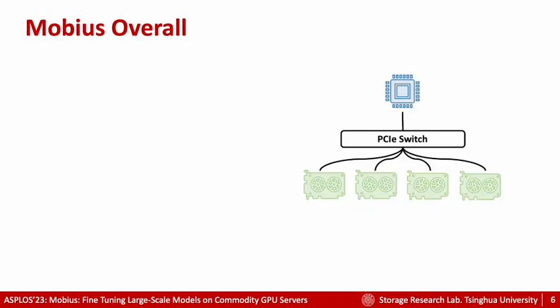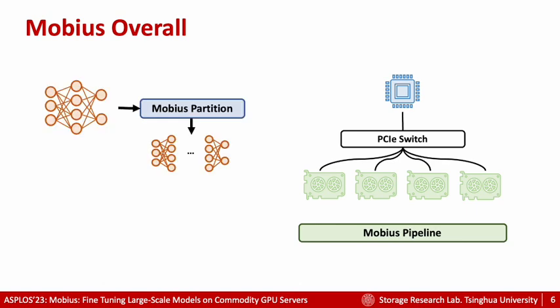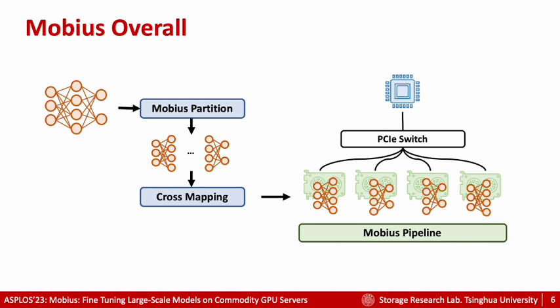In this paper, we propose Mobius, a communication-friendly training framework. Mobius uses heterogeneous memory-based pipeline training to train models on multiple GPUs using DRAM and GPU memory. To enhance the efficiency of the Mobius pipeline, we introduce Mobius Partition to find the optimal model partition scheme, and then we propose cross-mapping technique to map the model partitions to different GPUs, reducing the communication contention.